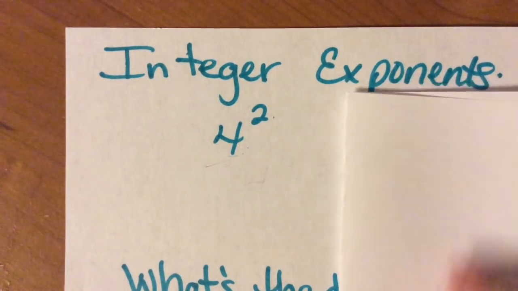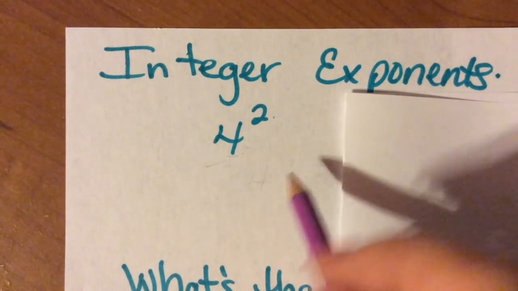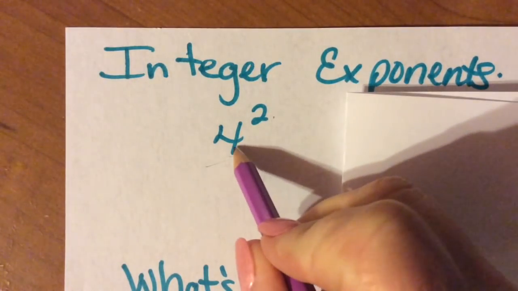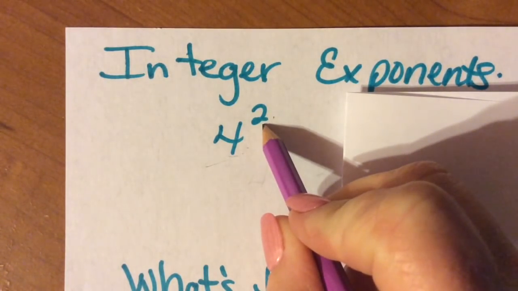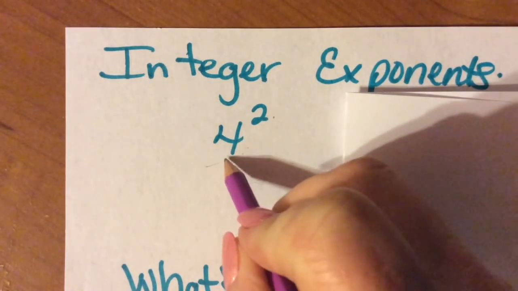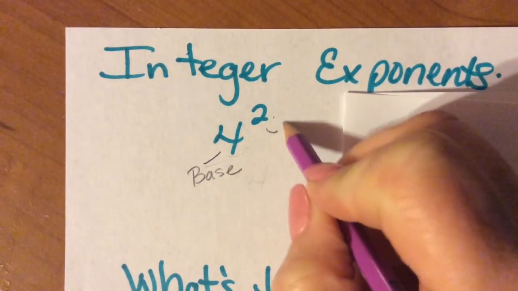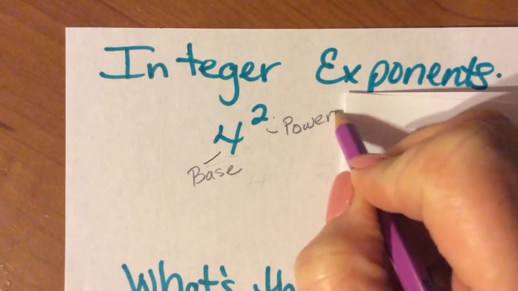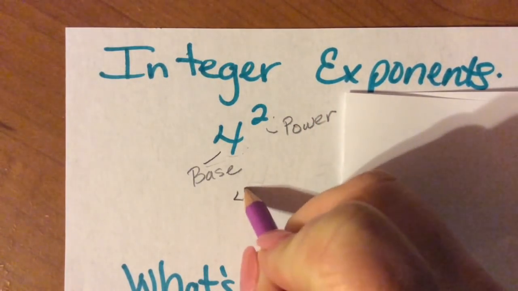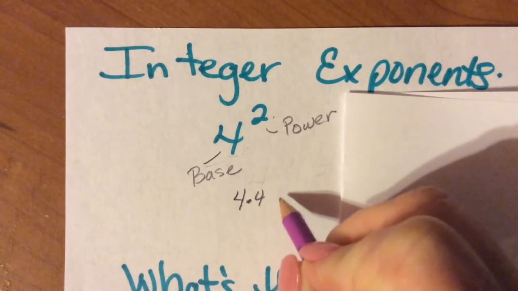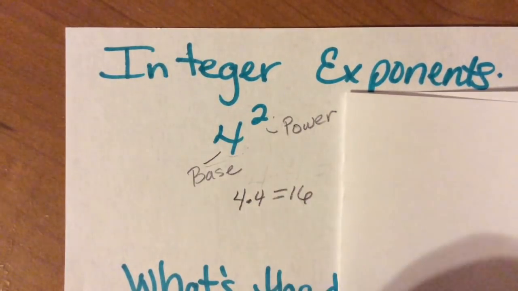Okay, we're working with integer exponents. We have worked with exponents before. You know that this is 4 to the power of 2, or 4 squared. You know that the 4 is your base, and the 2 is your power. You also know that means 4 times 4 equals 16.